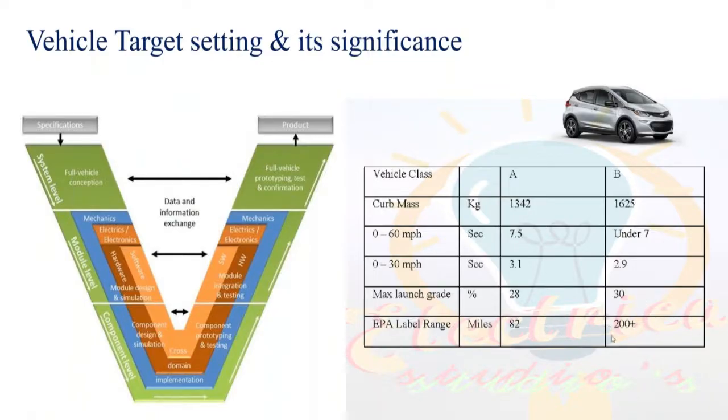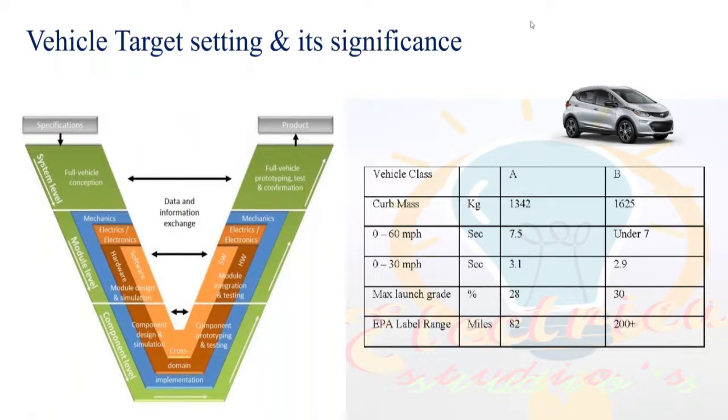So 200 plus miles is what the target they have set for the vehicle. So what happens when I keep a target? This is a vehicle level target. So you have to convert the vehicle level target. So now tell me, let us see. Can any one of you tell me what I expect?